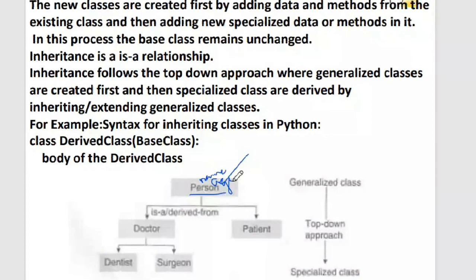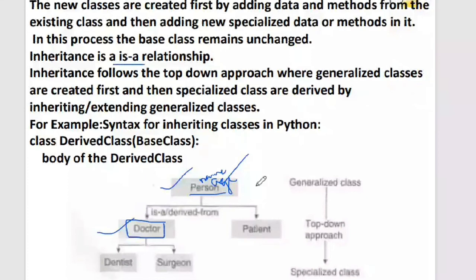Now you want to create a doctor class. A doctor is a person in turn, right? So you can make the doctor a subclass and person the superclass. You can derive the doctor class from the person class. And what is the relationship between the superclass and subclass? This is again an interview question. It is an is-a relationship.